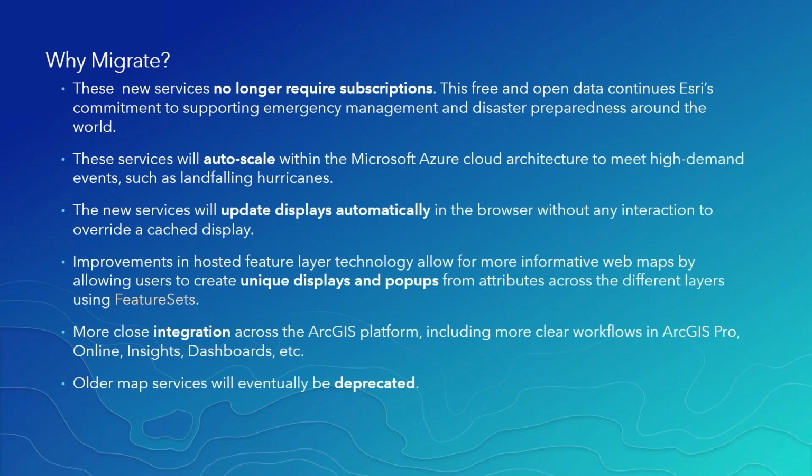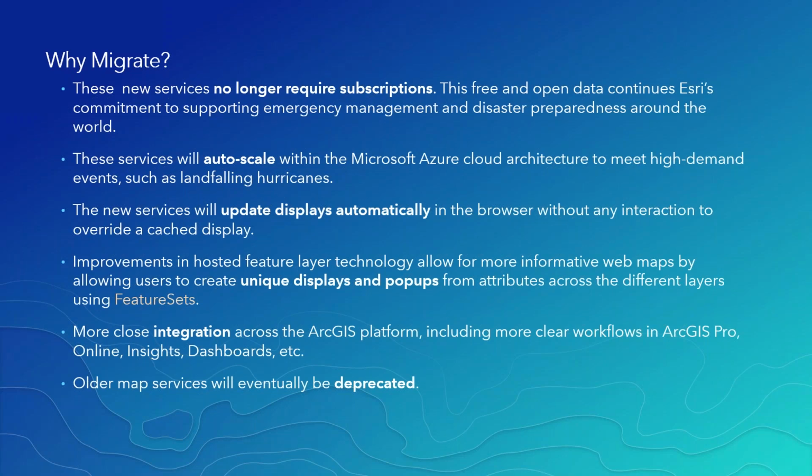Hosted feature services don't cache in your display like some of the old map services do. So let's say there's an update to one of those layers, it's automatically going to update in your web browser, your web map, the app that you're using. If you set a live refresh on it, it's automatically going to update in the display, and you don't have to pan or zoom around to override that cache anymore. So that's really great. Just let those things sit there and they'll automatically update.